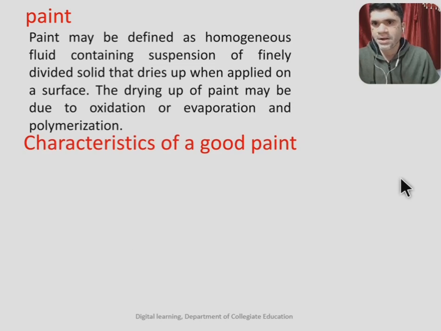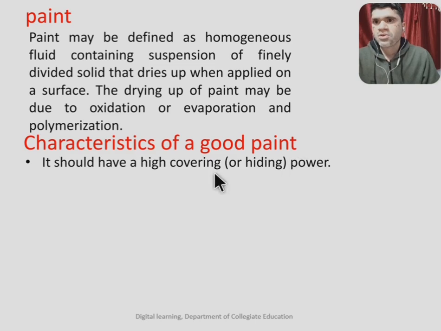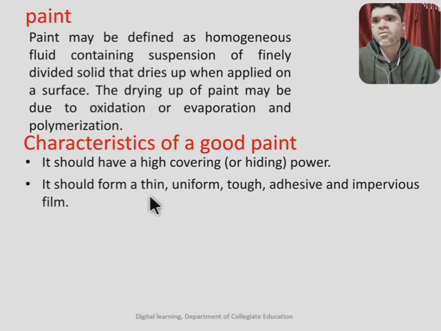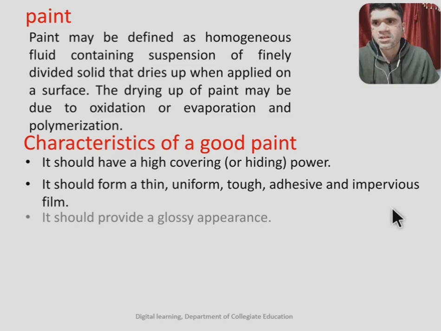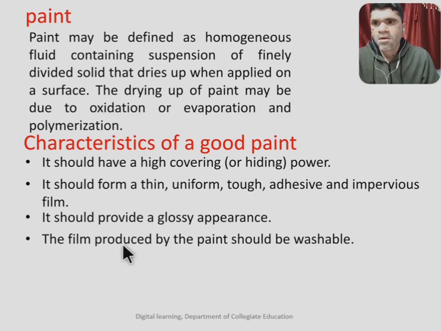Characteristics of a good paint. It should have high covering power or hiding power. So when we apply paint to the surface it must get good covering. High covering power should be there for paint. It should form thin, uniform, tough, adhesive and impervious film on the surface. So this is the second characteristic. It should provide glossy appearance. The film produced by paint should be washable.